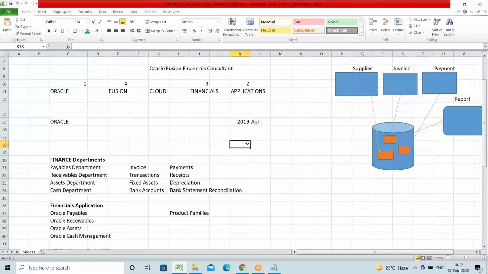Since you are working, by the time you get the job, it will be like six months, or 7, 8 months, or you can expect as 1 year. Within 1 year, you are going to get the job on Oracle Fusion Financials. This is how you can plan. The 6 months to 1 year.